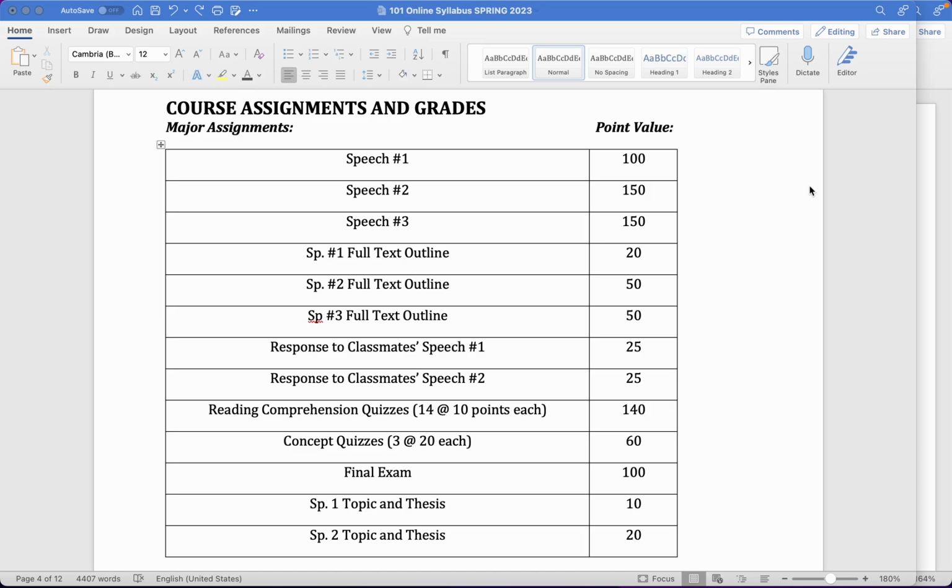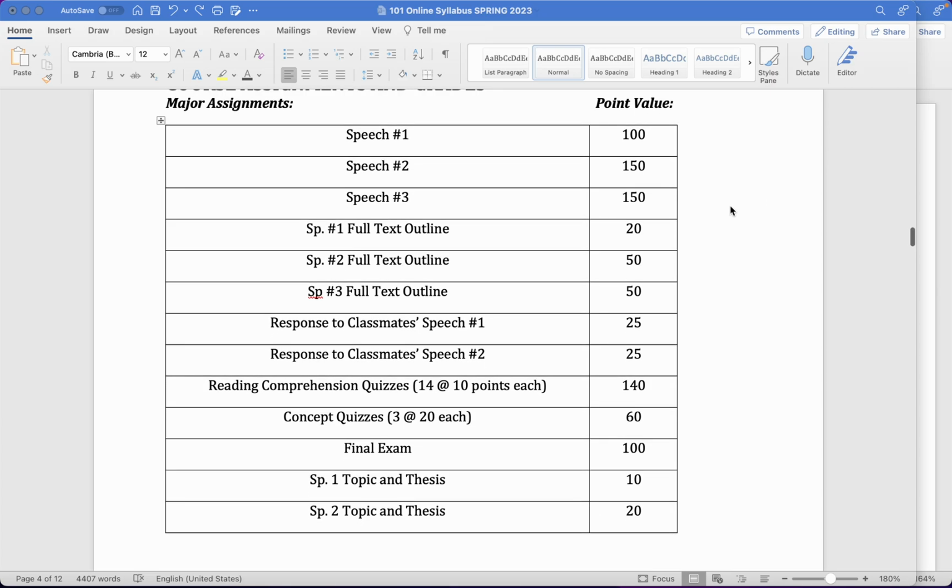Continuing on with the course information from the syllabus, I want to talk about the course assignments and the grades. This is a very important chart that you'll see here. It tells you all the assignments that have points associated with them and their associated point values. So take a look at these. I'll talk about each in just a moment.